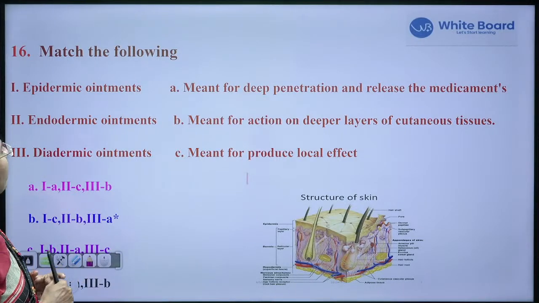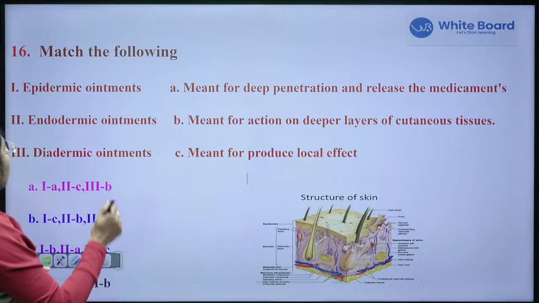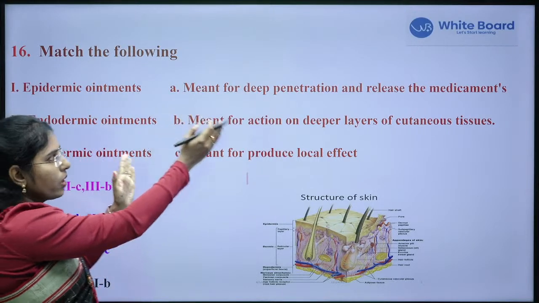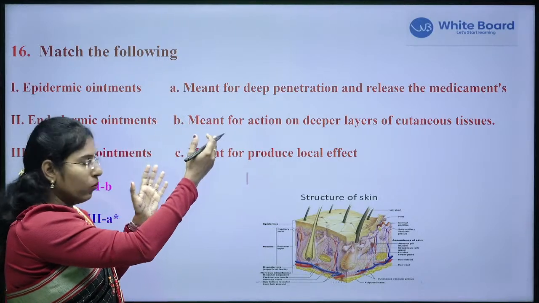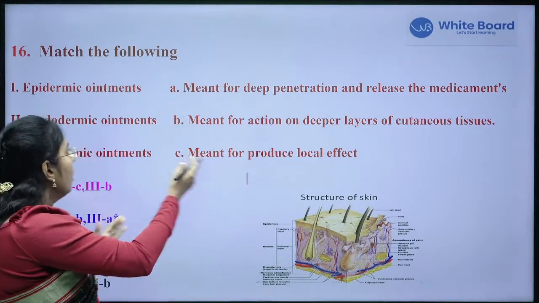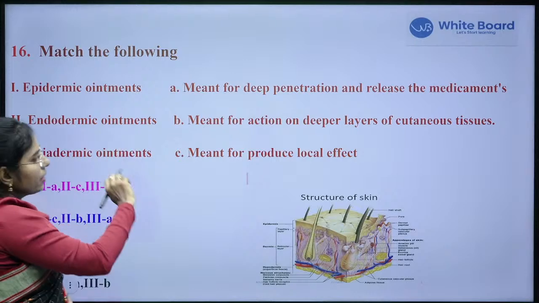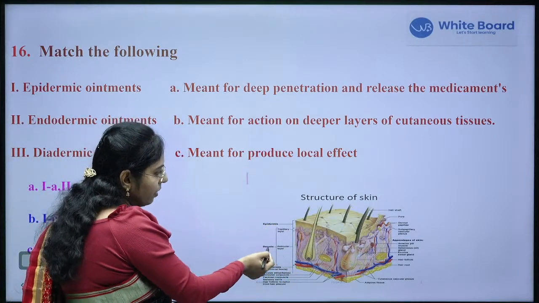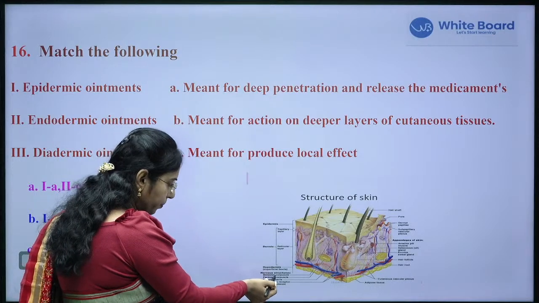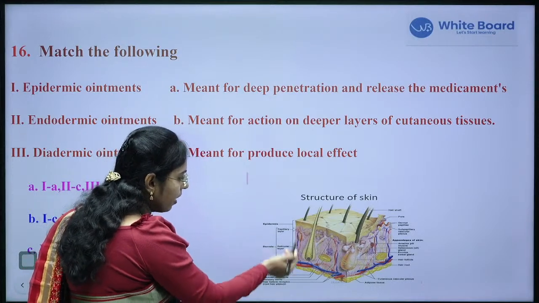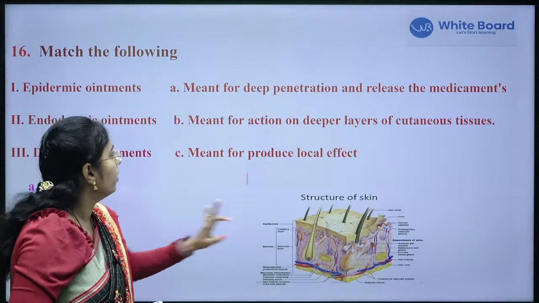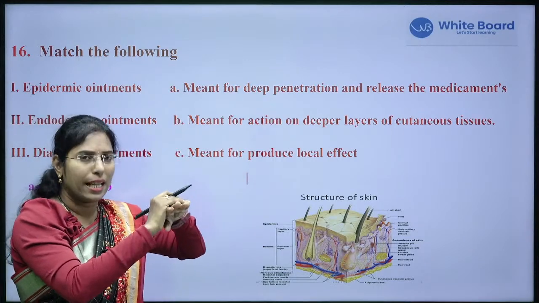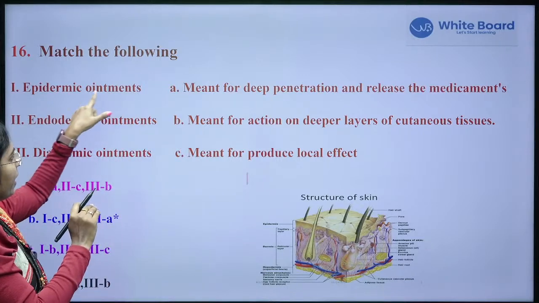So, here they have given matching. Match the following. So, first option is epidermic ointments. Here they have given ointments and what is the local effect, what is the action they exert. Okay. So, generally the skin has 3 layers. That is epidermis, dermis and hypodermis. Okay. These are the 3 layers. So, here epidermic ointment. So, epidermis is the outermost layer of the skin. So, here epidermic ointment.